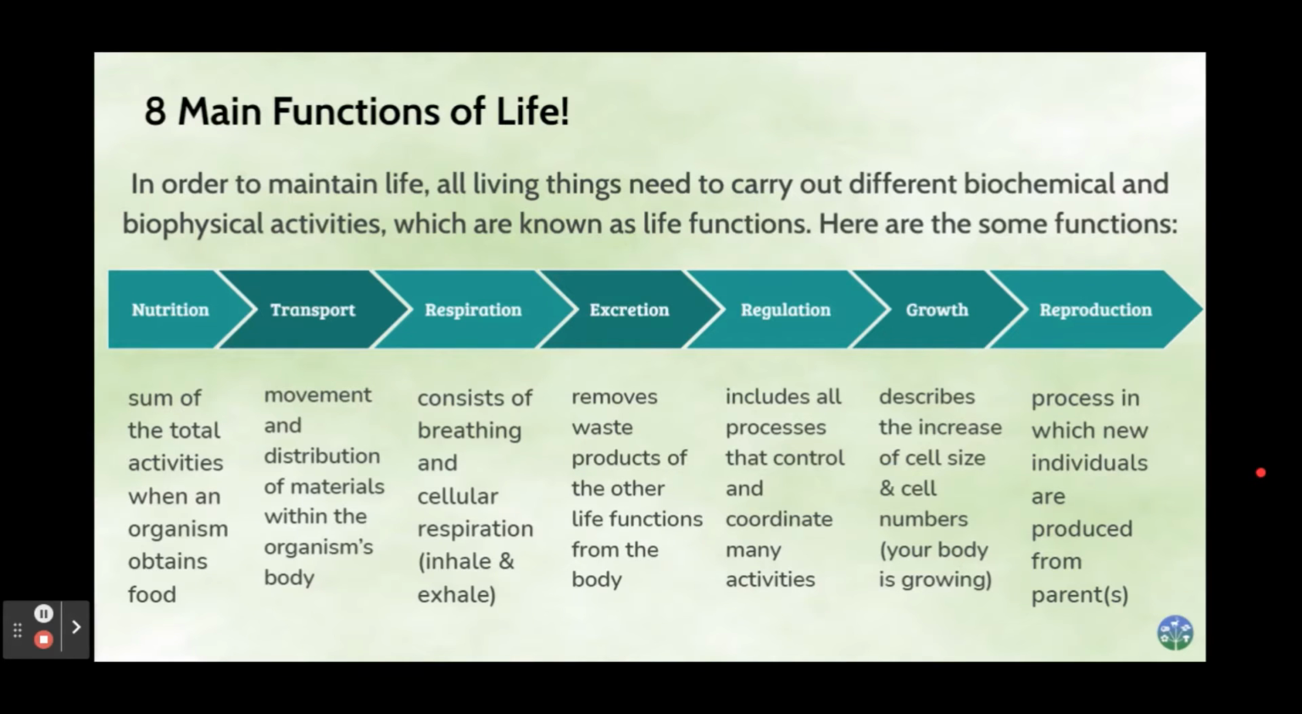This is the process in which new individuals are produced from parents. The reason the S is in parentheses, parent or parents, is because there are two forms of reproduction: asexual and sexual. Asexual reproduction is when only one parent is needed to make a new individual. That usually happens with bacteria and those more prokaryotic types of organisms, while sexual reproduction is for the more complex. For example, us humans, we need a mom and a dad to make us. So, yeah.